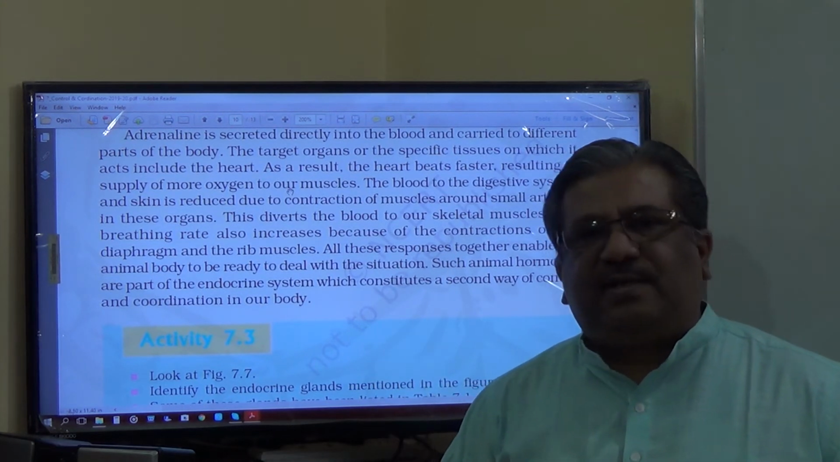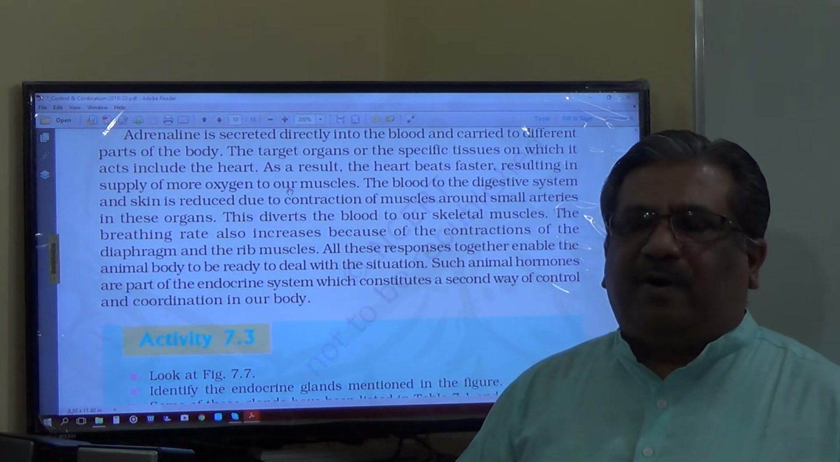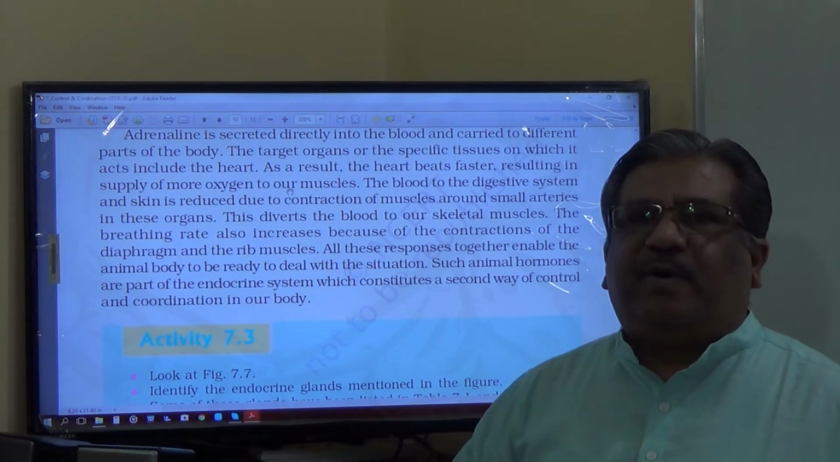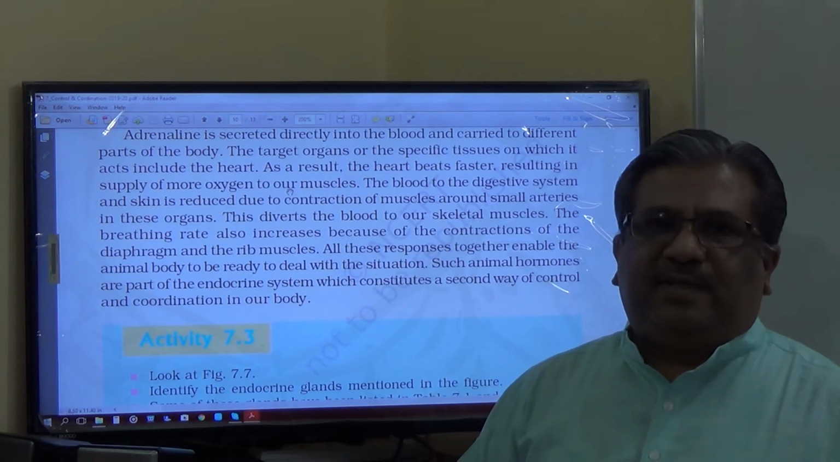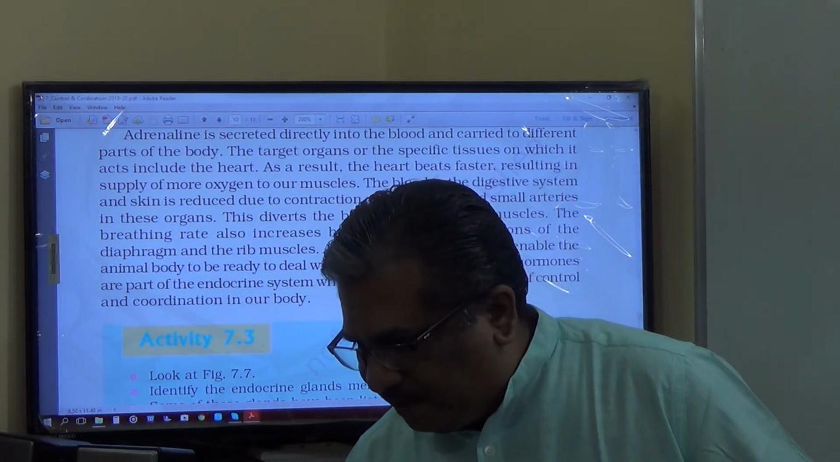So these are the changes that we can expect in a body when the adrenaline hormone is released, in order to prepare the body to handle an emergency situation, like a scary situation. Okay, fine. I hope that is quite clear for you.